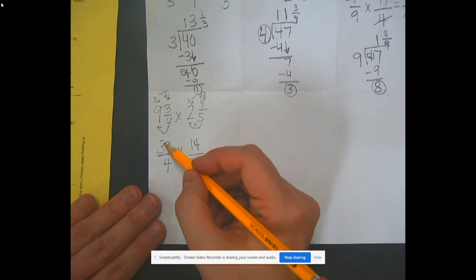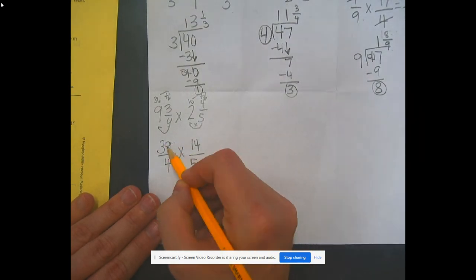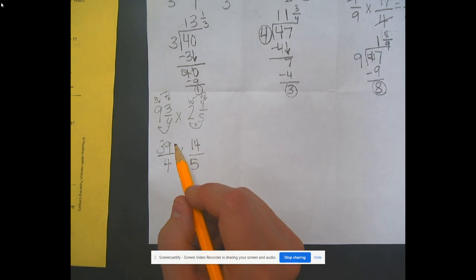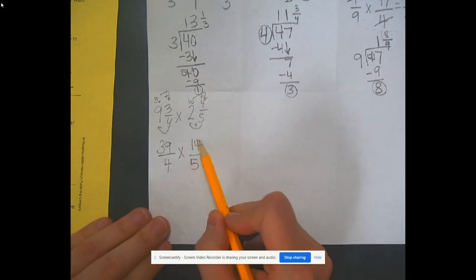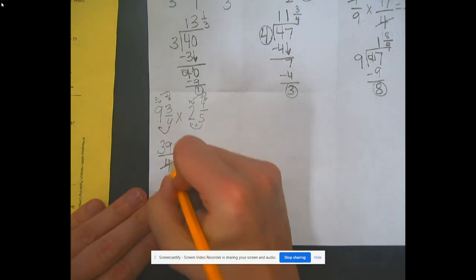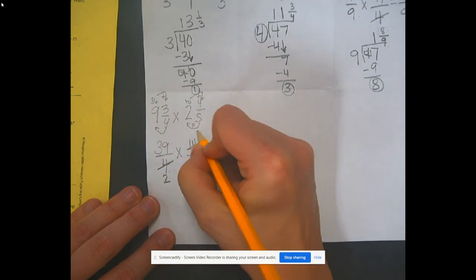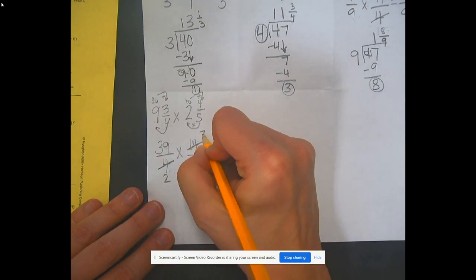Oh. Is there anything that 5 and 39 can be divided by? No, because 39 doesn't end in a what? 5 or 0. Anything 4 and 14 can be divided by? 2. 4 divided by 2 is? 2. 14 divided by 2 is? 7. That's going to make it a little easier, right? Okay. So now what do I do?